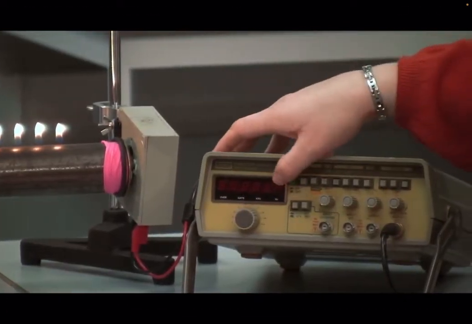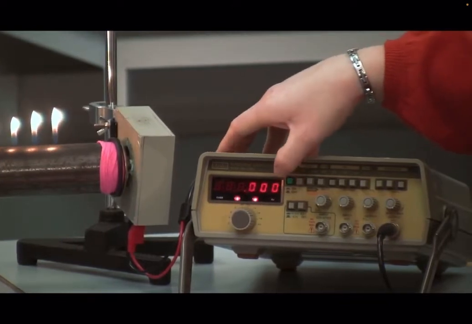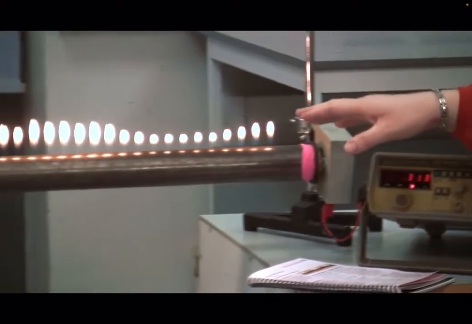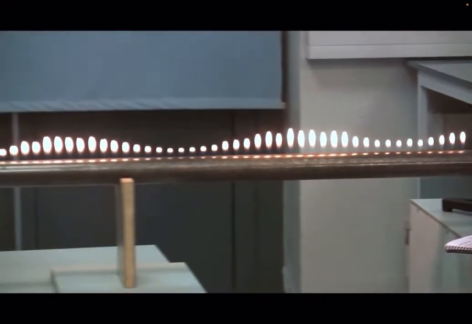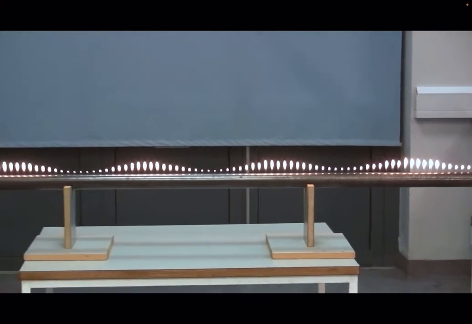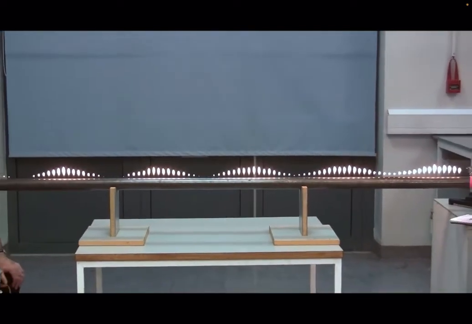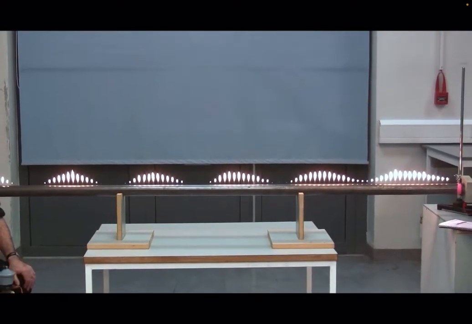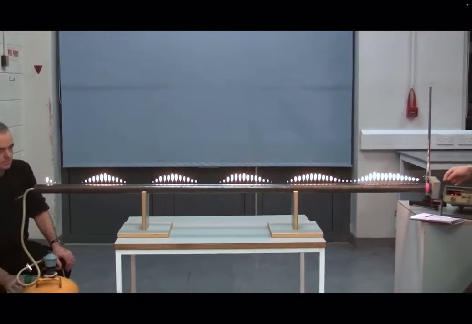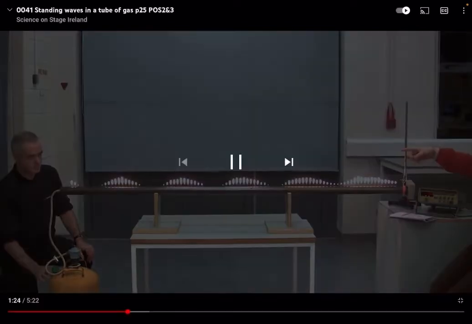So let's switch on our function generator. And what you can see, I hope, is a difference in the distribution of the gas along the tube. At a fixed frequency of, in this case, 350 Hertz, I'm sending a wave down the tube that gets.